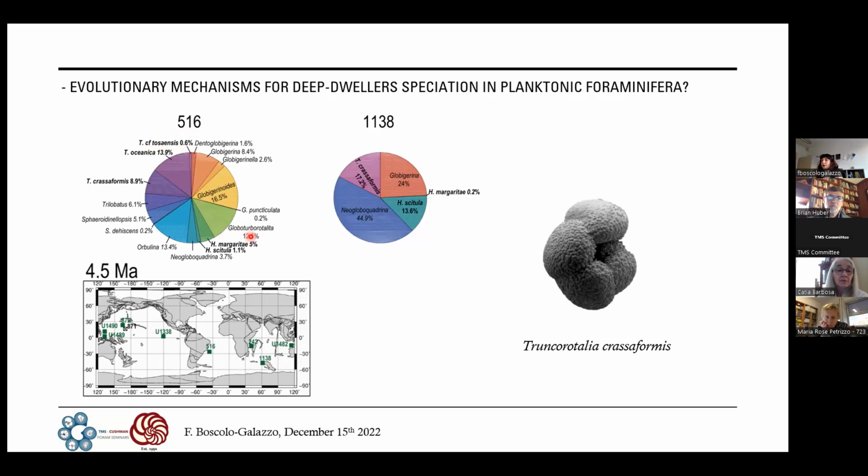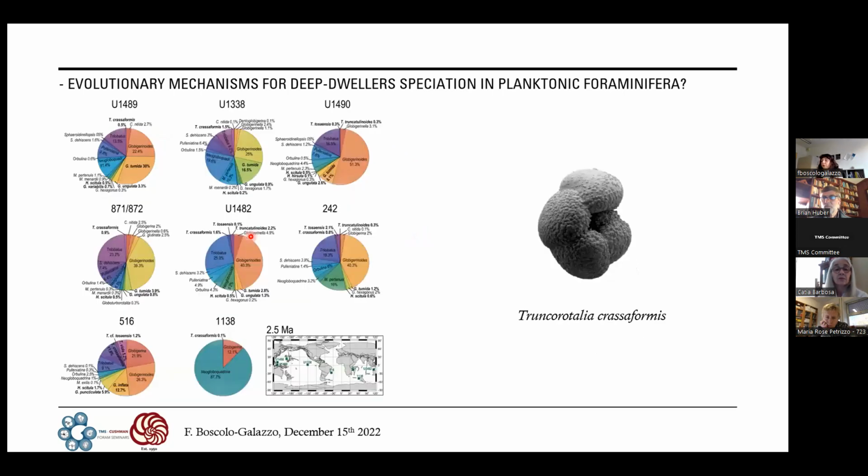So at 4.5 million years ago, we do not find Truncorotalia crassiformis anywhere else at our investigated sites. However, by 2.5 million years ago, we find Truncorotalia crassiformis at each of our investigated sites.